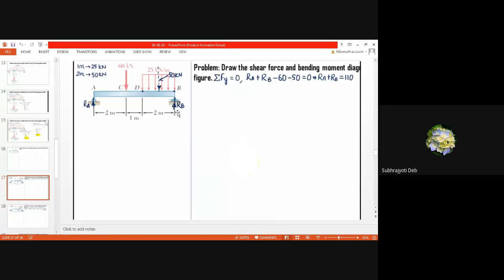Okay, so the first step: summation of force is equal to 0. That means we have four forces. RA plus RB are upward, hence positive, minus 60 downward, minus 50, equal to 0. So RA plus RB will be equal to 110.